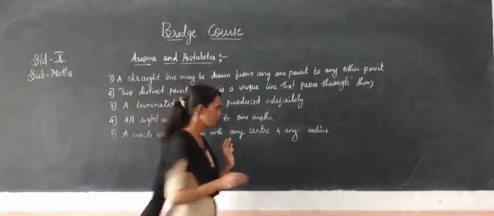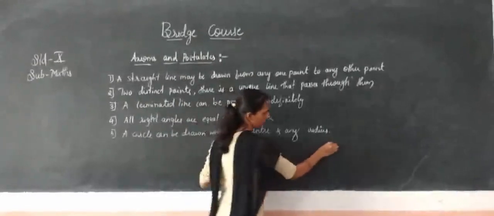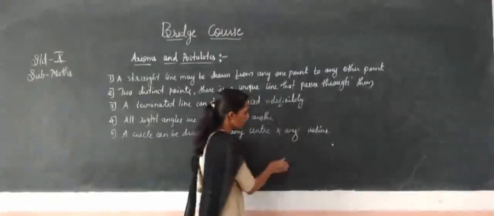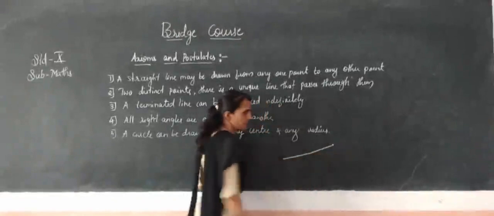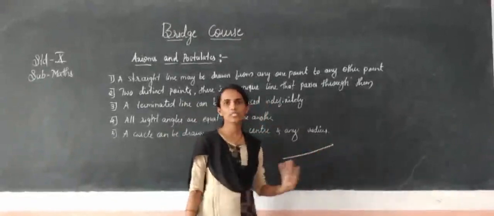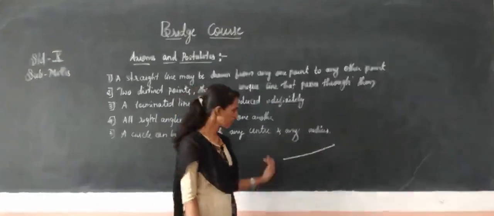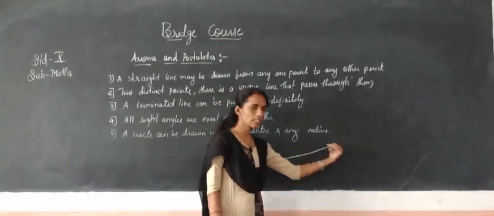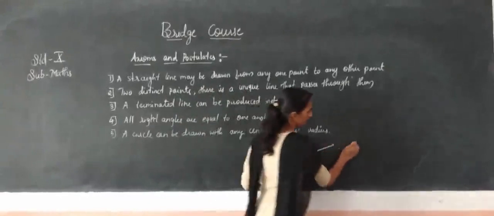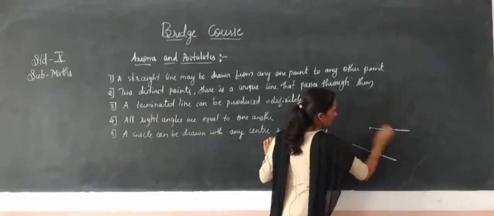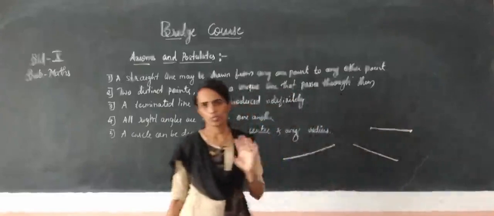So check out here, the straight line. We can join it from any 2 points. From one point to another, means we can draw the straight line between any 2 points. So like this we can draw a straight line, but it ends at the 2 points only.